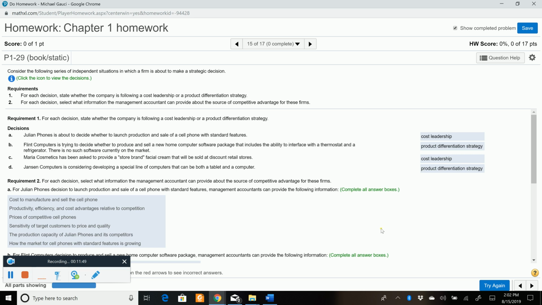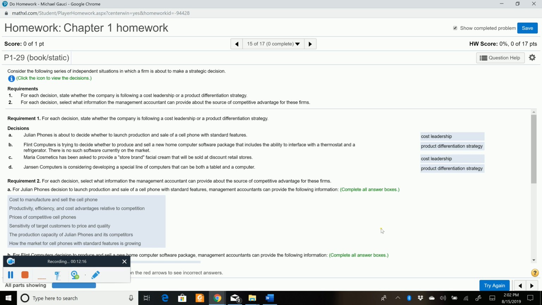Letter C. Maria Cosmetics has been asked to provide a store brand facial cream that will be sold at discount retail stores. Facial cream is common. It's not creating a new brand or a new product. Let's put it that way. Facial cream is very common. We are just trying to be cost leaders in this situation.